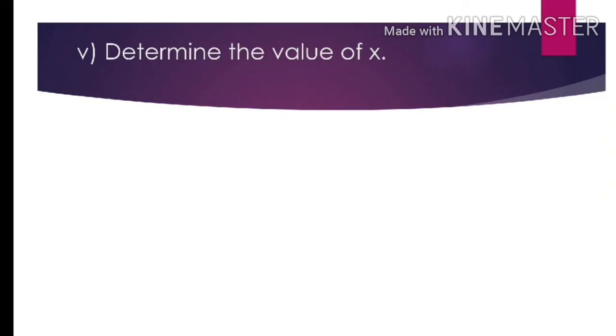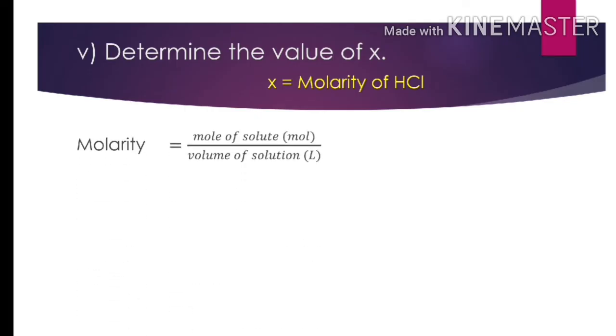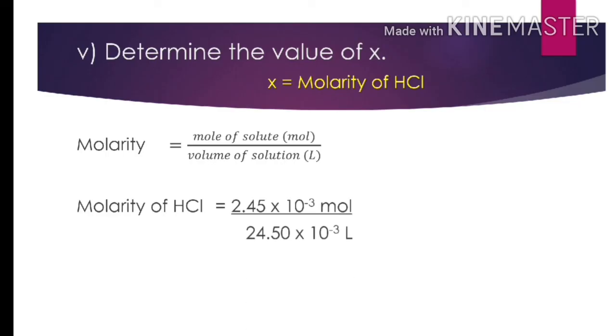5. Determine the value of X. So what is X? X is the molarity of hydrochloric acid. So molarity is equals to mole of solute divided by volume of solution in unit liter. So molarity of HCl is 2.45 times 10 to the power of negative 3 mole divided by 24.50 times 10 to the power of negative 3 to convert from ml to liter. So the answer is 0.10 molar.